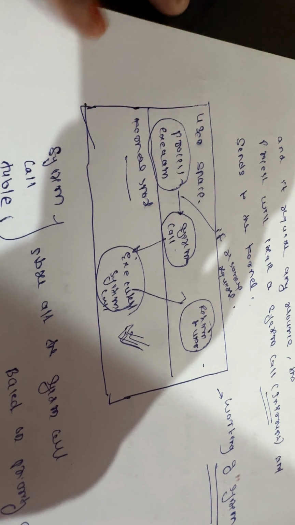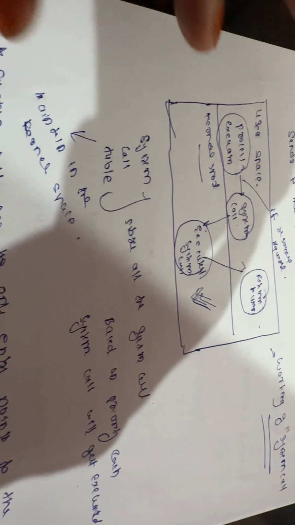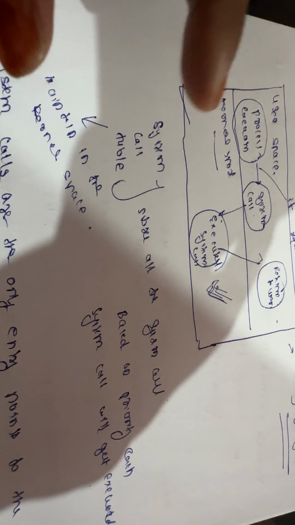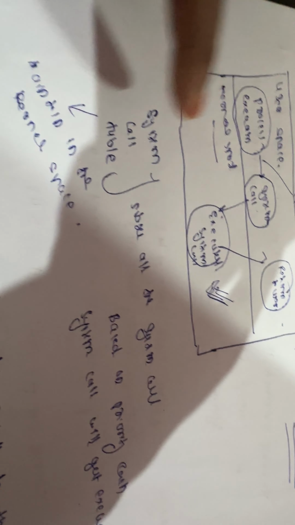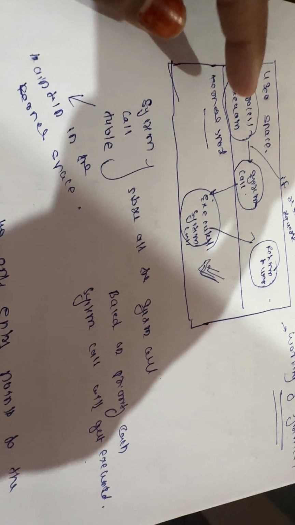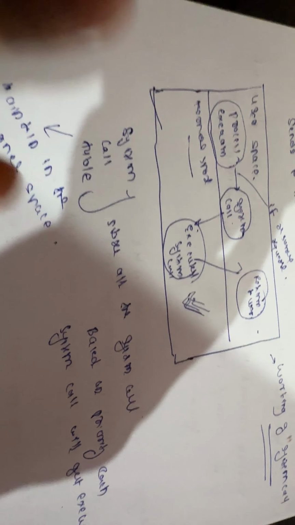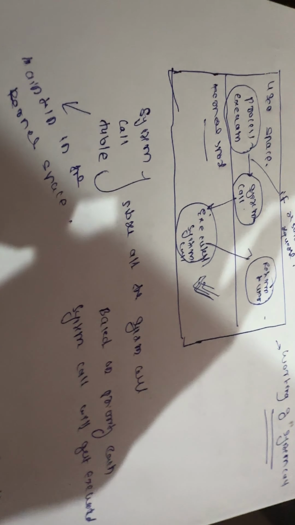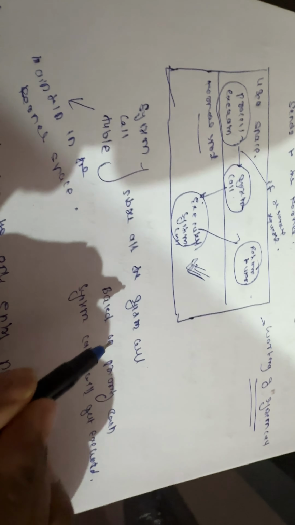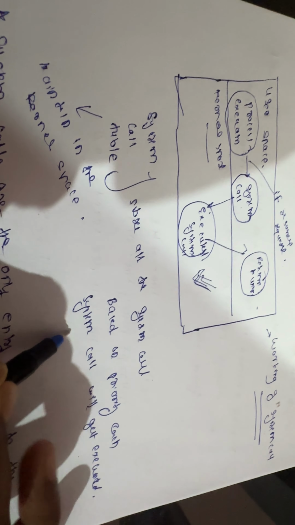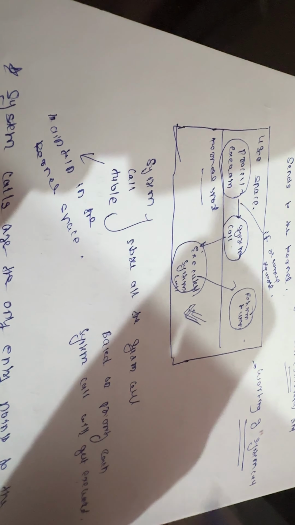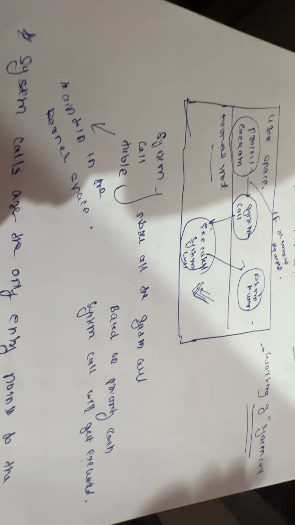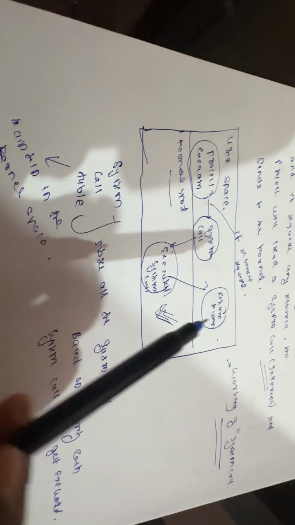You have to understand that the kernel space contains a table of system calls, and on the basis of priority, each of the system calls will be executed. Based on the priority, the system calls are executed one by one and the results are returned to the user. So this is the overall working of the system call.